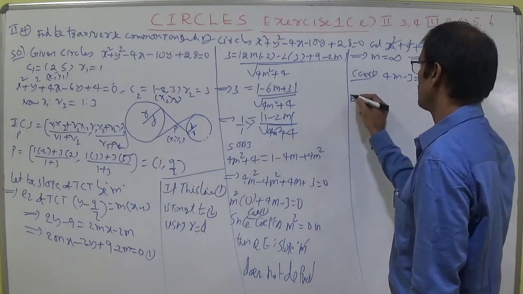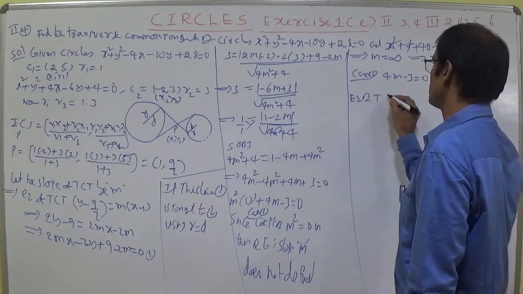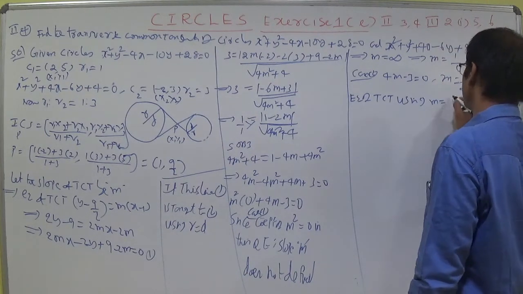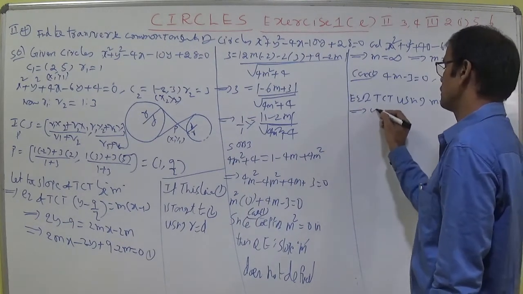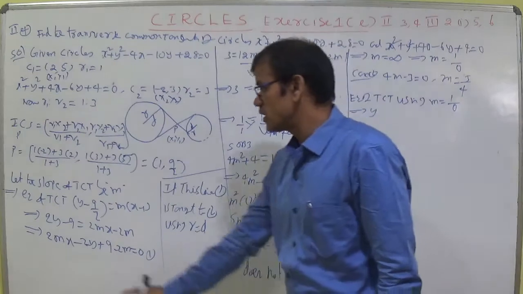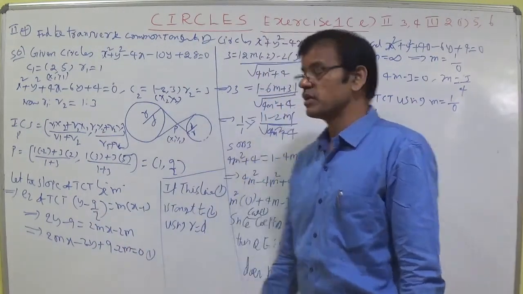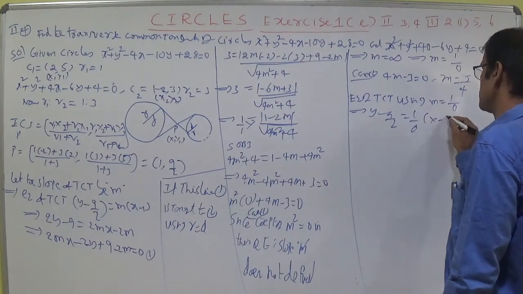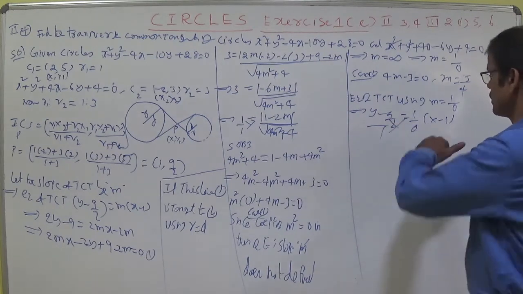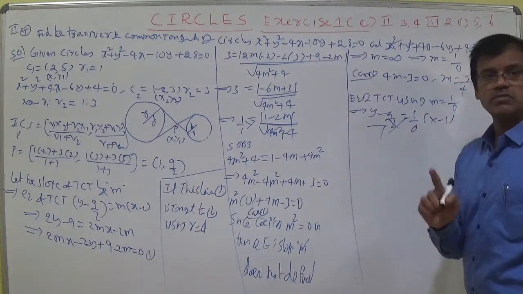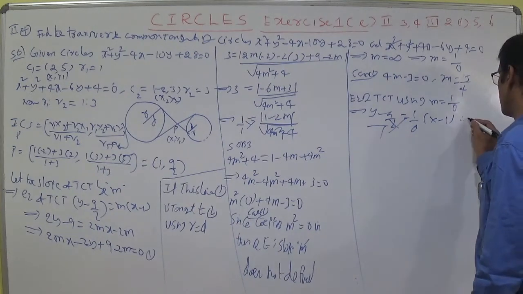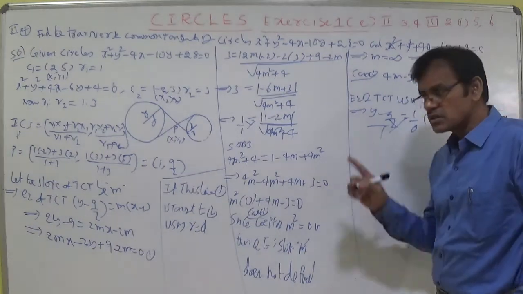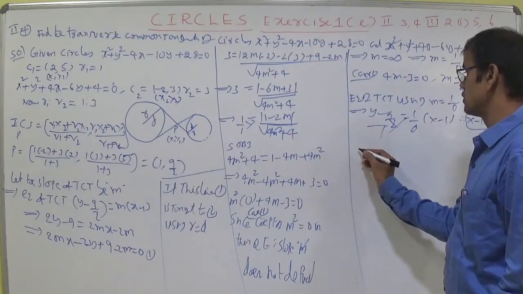Now the equation of TCT, equation of transverse common tangent using m is equal to 1 by 0. That implies, using the value here, y minus 9 by 2 is equal to 1 by 0 into x minus 1. Whenever taking cross multiplication, this becomes 0. But whenever you put m is equal to 0, you get the line y is equal to 9 by 2. Therefore, you write x minus 1 equal to 0. You should observe a very important thing in this sum. That is why this is an IMP 7 marks question.